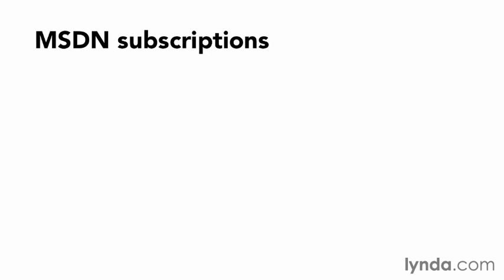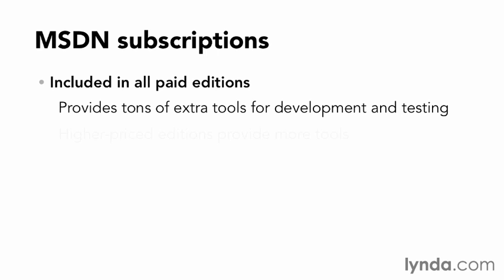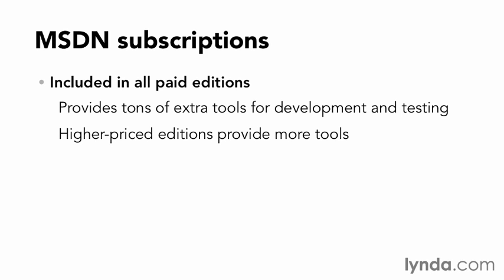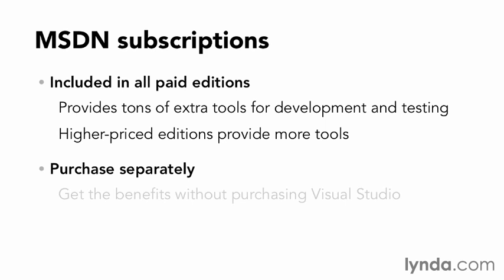MSDN is an abbreviation for the Microsoft Developer Network. MSDN is also a subscription service that grants you access to additional software and resources. If you buy a pay-for-license edition, then an MSDN subscription is part of the package. If you want, you can also buy the subscription without getting Visual Studio.